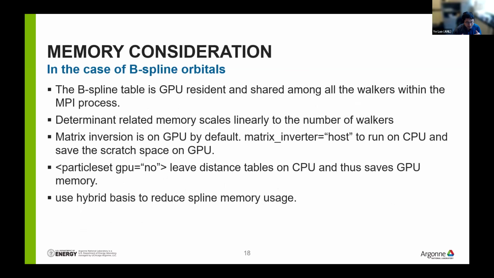And a few more memory considerations for QMCPACK runs. For best performance, we made choices to keep data on the GPU memory. One of the large portions is the B-spline table. We leave it on the GPU, keep it GPU resident, and this is shared by all the workers. So it's a one-time cost you have to pay, a fixed cost. Then the other parts of the calculation, for example, the determinants, are per worker. That's why they scale linearly with the number of workers.